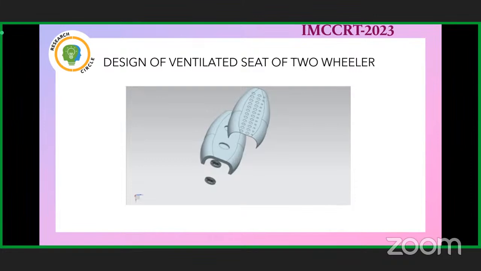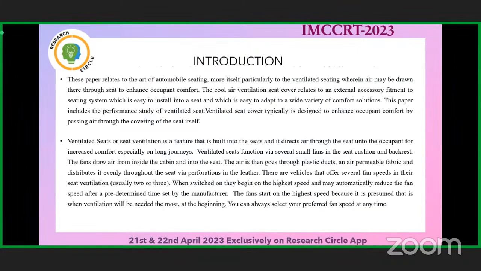Our research is the design of a ventilated seat for a two-wheeler. The first question that arises is why we need a ventilated seat for a two-wheeler when it is exposed to open air and is not in a closed system like a car. So why do we need it? We thought of providing thermal comfort to the rider riding long distances in very hot summers, when the seat gets very hot and it's difficult for the rider to sit on the bike seat. So that's why we designed this seat.